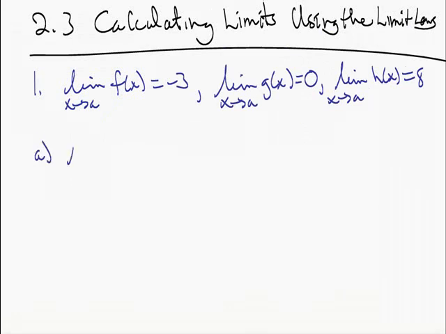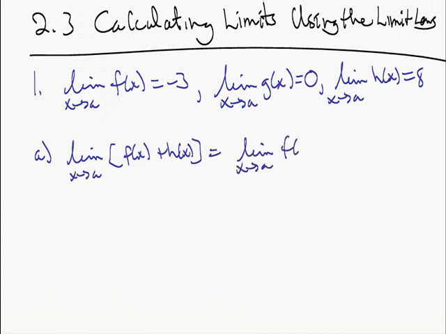Let's start with part A. We want to find the limit as x approaches a of the function f of x plus h of x. Well, we are told in rule 1 of this section that the limit of the sum is the sum of the limits. So this is going to be the limit as x approaches a of f of x plus the limit as x approaches a of h of x. And we're given what those are. Limit as x approaches a of f of x is -3. Limit as x approaches a of h of x is +8, so we get a +5. Let's look at a couple more of these maybe.